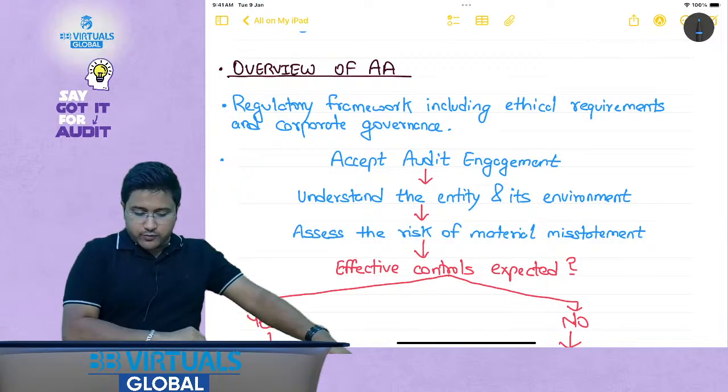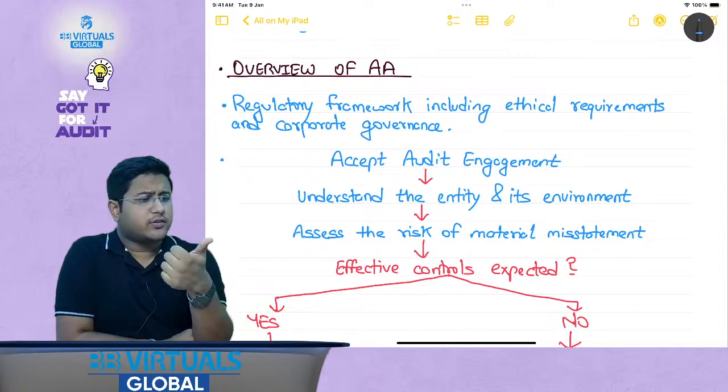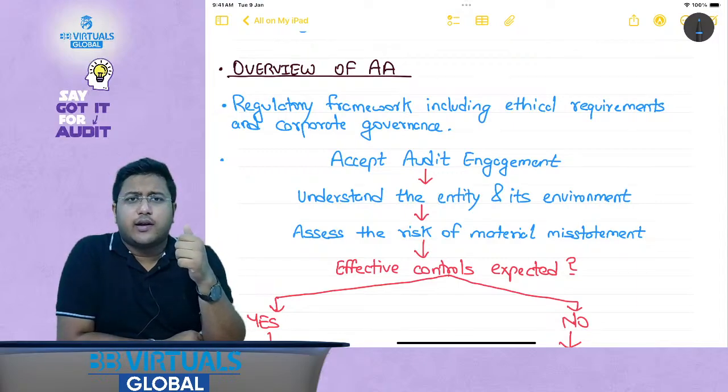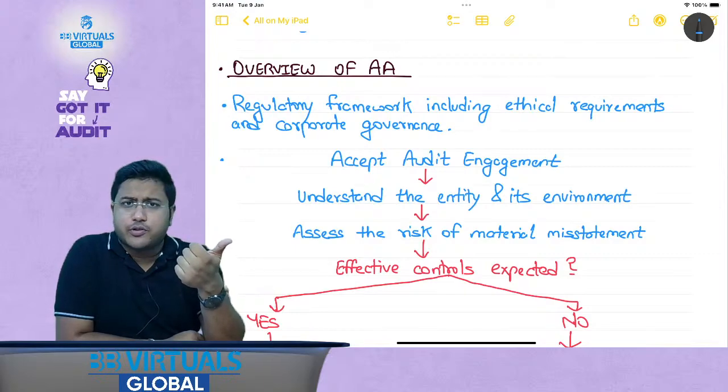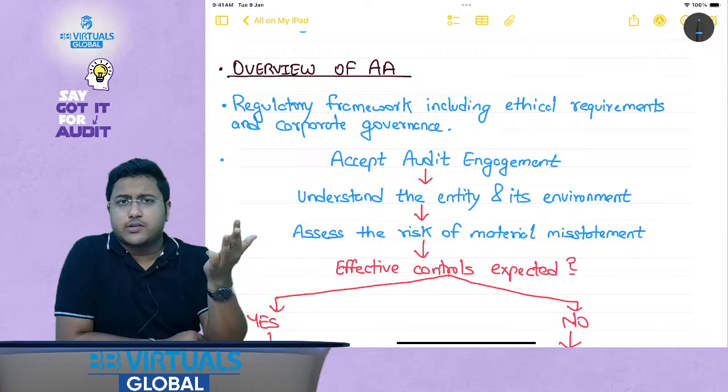Yes, overview of AA. Regulatory framework including ethical requirements and corporate governance. So sir, we are going to discuss the professional or the accounting framework. Yes, we are going to discuss ethics. Yes, we are going to discuss corporate governance. Yes, we are going to discuss ISAs.